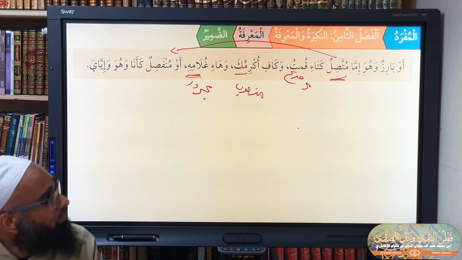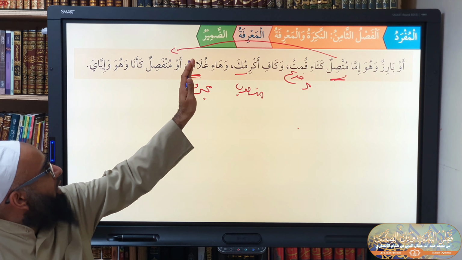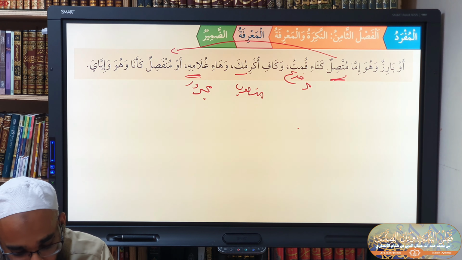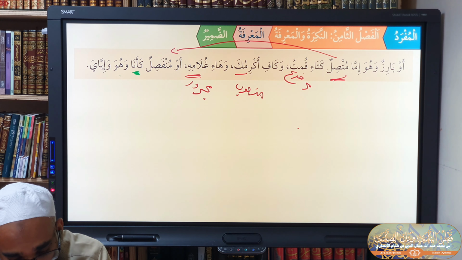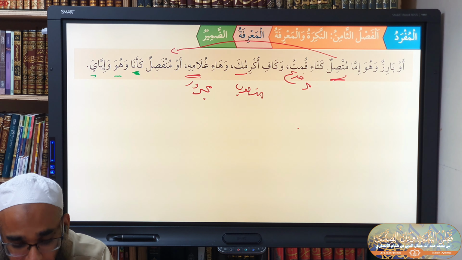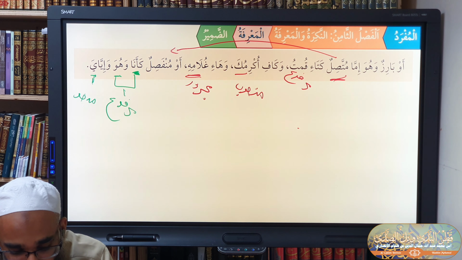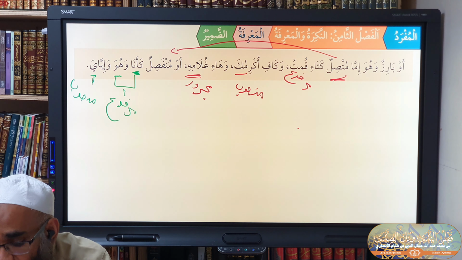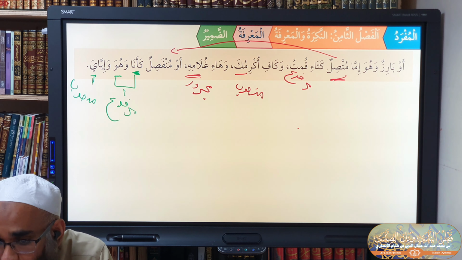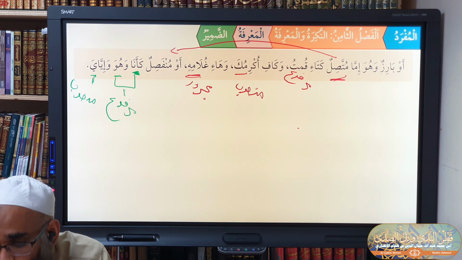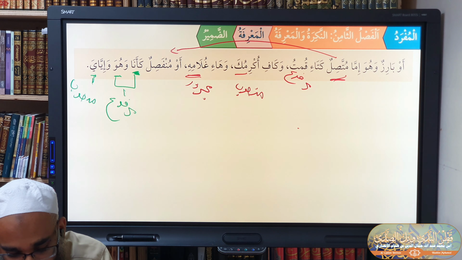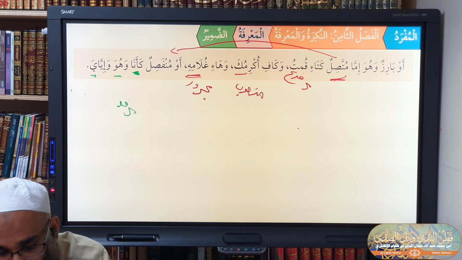Or it can be zamir munfasil. In zamir muttasil, he gave marfu, mansoob, majroor examples. And in munfasil, he gives three examples. These two are the same, both marfu'. And iyaya is mansoob. Is there a majrur example? There is none, because majrur is never munfasil. The zamir majrur is always attached to the harfun jar or the mudaf. Everybody following? Yes? Any questions so far before we move ahead?